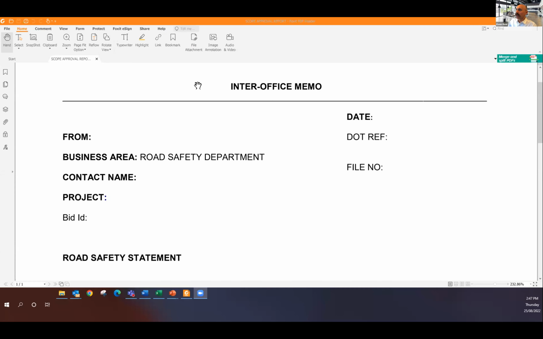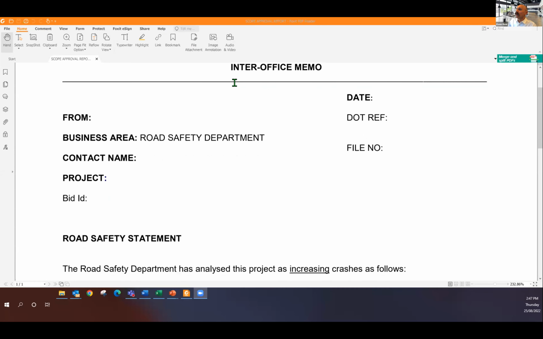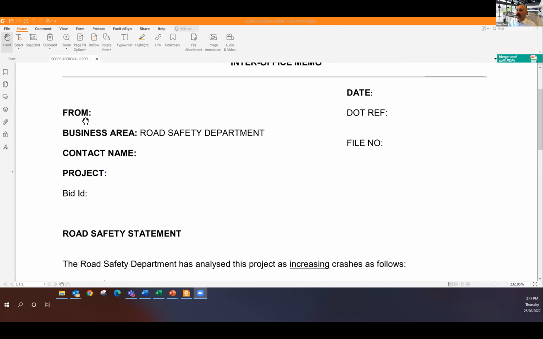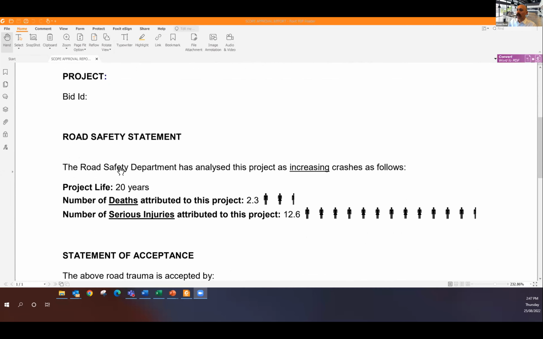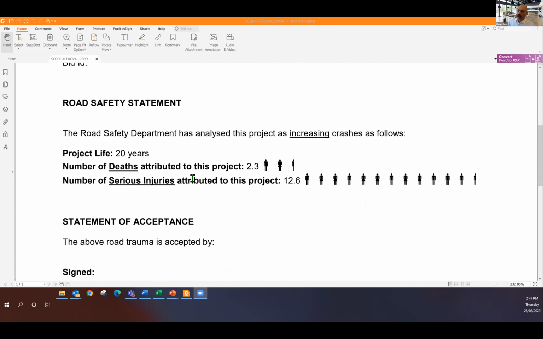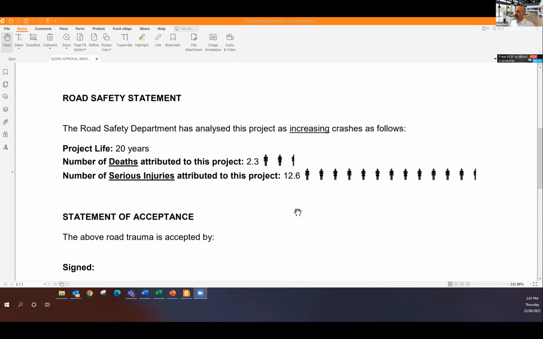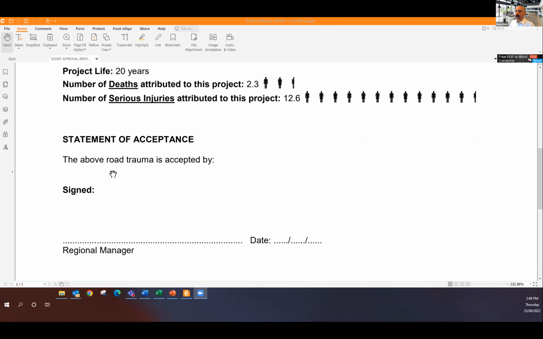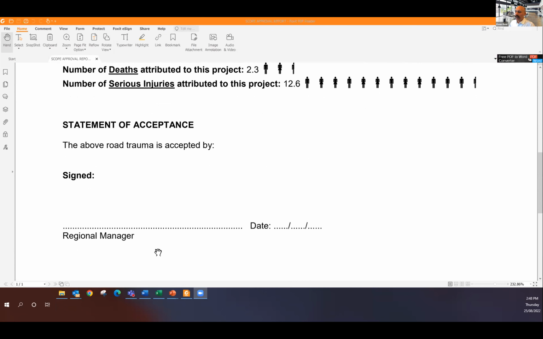I don't know, Kathy, if you're seeing. I think you should be seeing that by now. Yeah. So, interoffice memo. Road safety department. The road safety department has analysed this project as increasing crashes as follows. Project life. You've got to give a project life to do a lot of calculations. But anyway, number of deaths attributed to this project, 2.3. We put little people to remind them they were going to kill people. Number of serious injuries attributed to this project, 12.6. And statement of acceptance. The above road trauma is accepted by, and then we sent that back on top of the project design, with all of our notes on other bits and pieces.